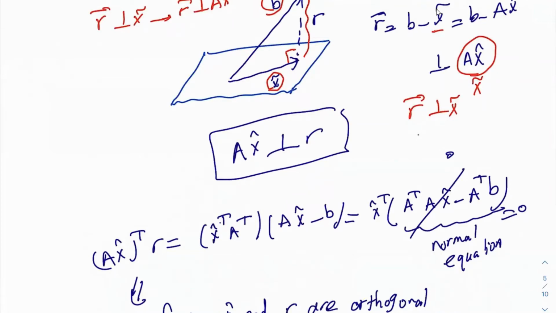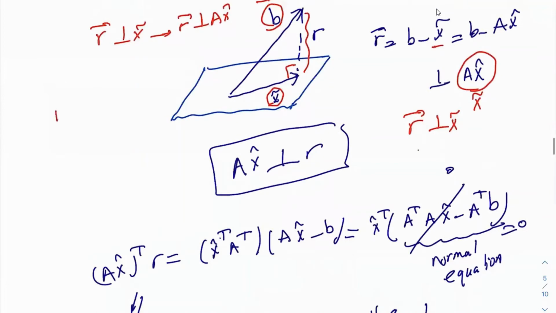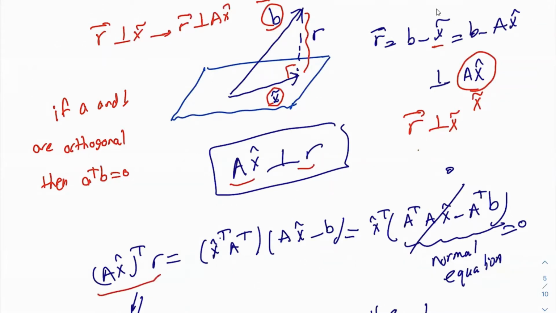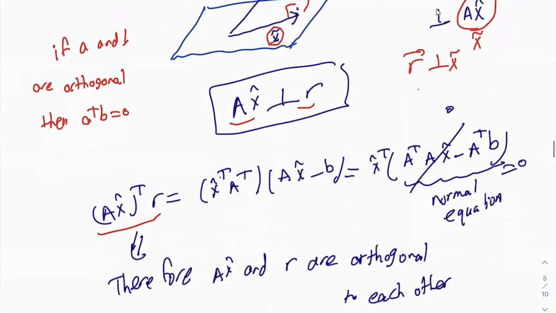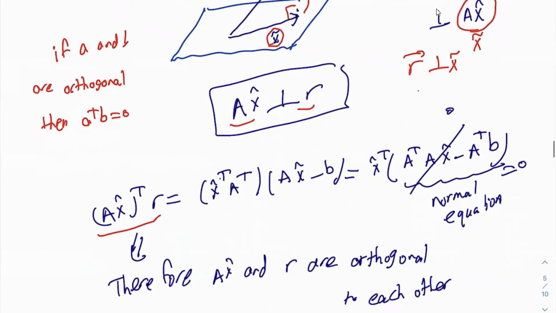Let's see. We had this from the beginning videos: if A and B are orthogonal, then their dot product is 0. A transpose B is equal to 0. So let's find the dot product of A x bar and r. Remember, A x bar is a vector, right? So we write it as (A x bar) transpose times r. So instead of r, just plug in A x bar minus b, because that's what r is.